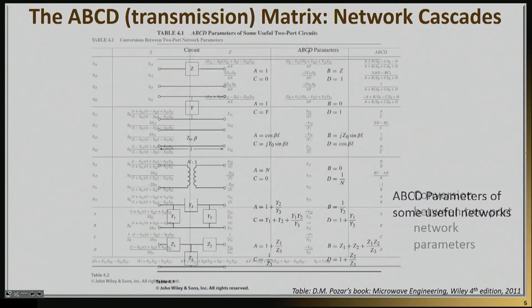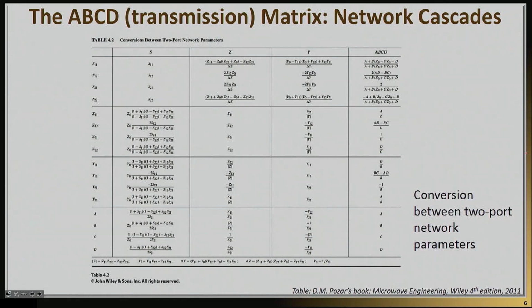And you can also find very quickly very convenient ways to translate one matrix to another. For example, if you know the S parameters of a network, it's very simple to find the ABCD parameters of the same network. And of course, the same thing is true the other way as well. So really, it's all about just matrix manipulation to go from one to the next.